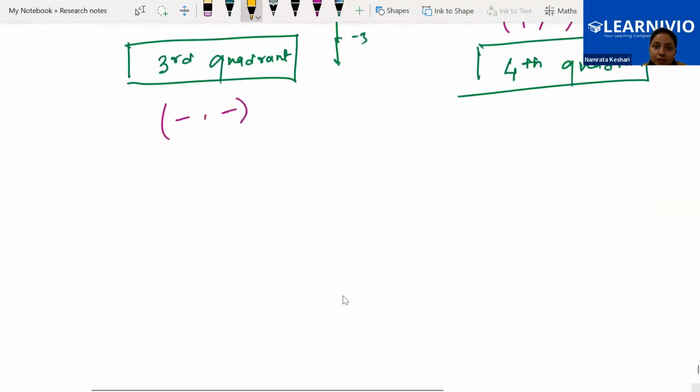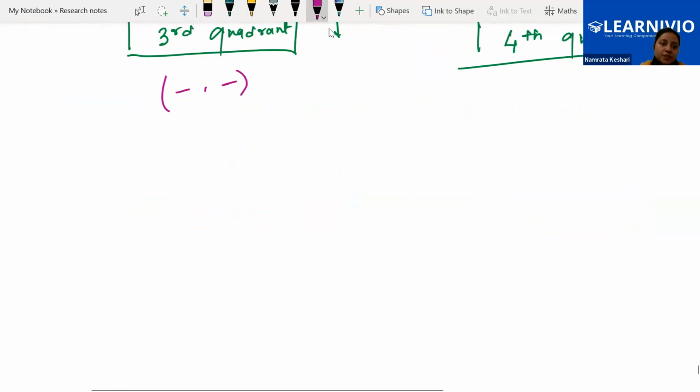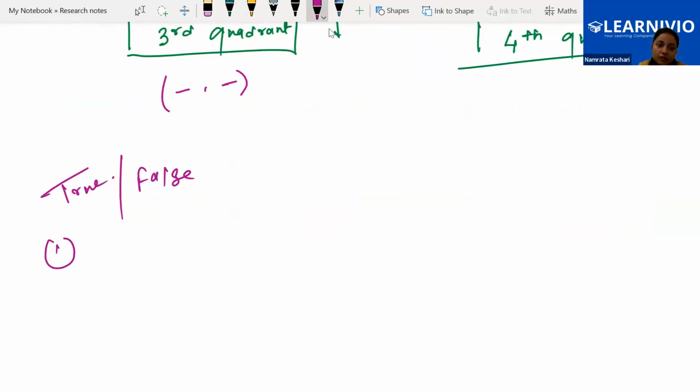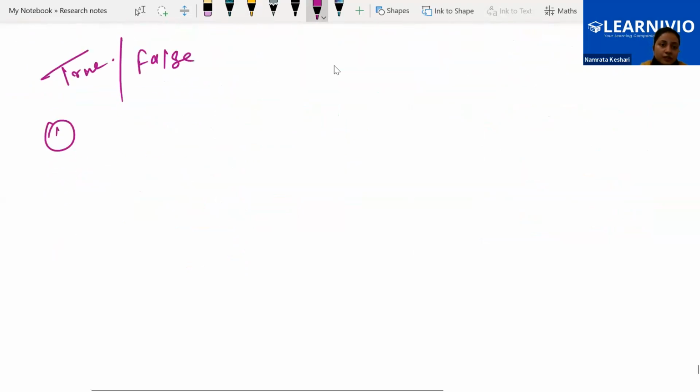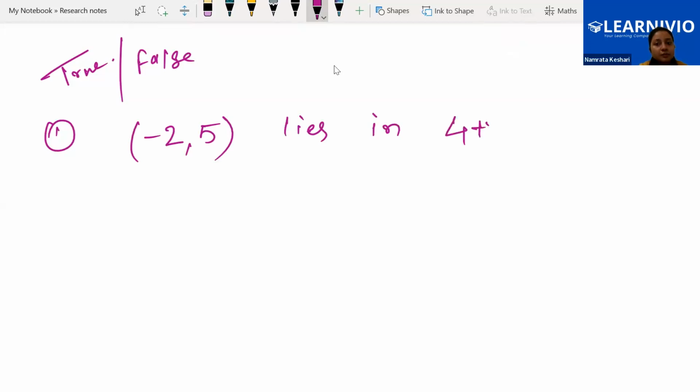Let's do a few true and false questions. You just have to say whether it is true or it is false. Number 1. The point (-2, 5) lies in the fourth quadrant. Is it true or false?